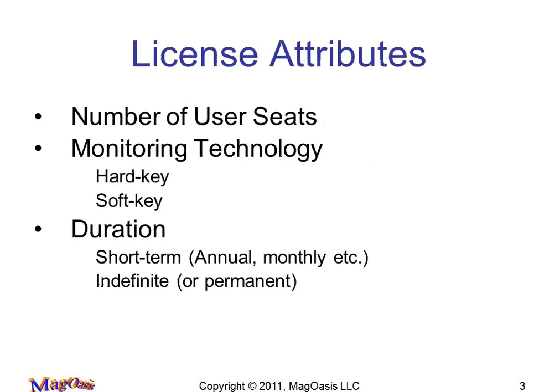Here is information that describes a MagOasis user license. The number of seats available in the license, the means for monitoring the validity of the license, which can be either hard key or soft key, and finally the license duration. Short-term licenses have expiration dates associated with them. Indefinite or permanent licenses are non-expiring.